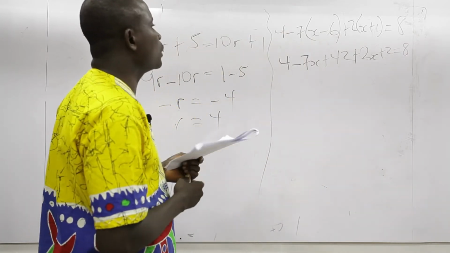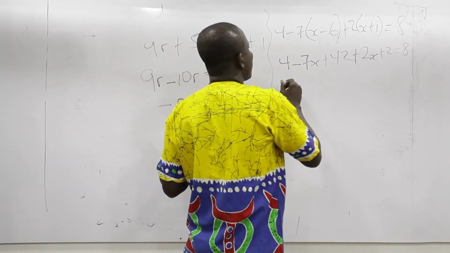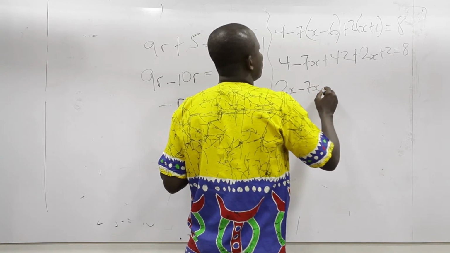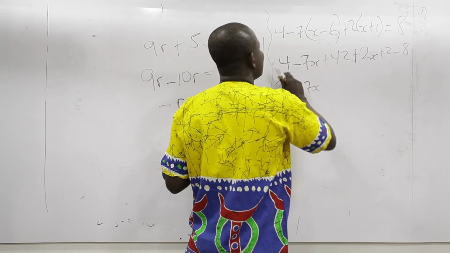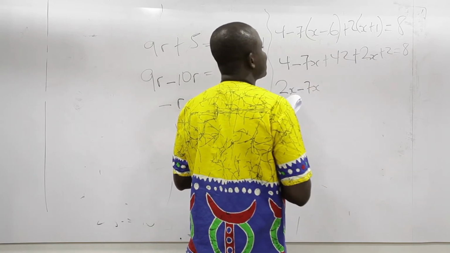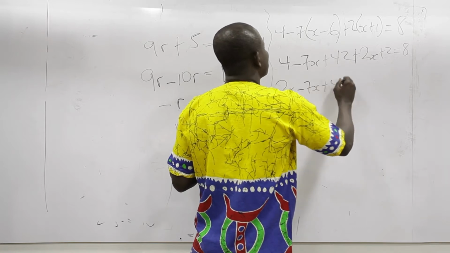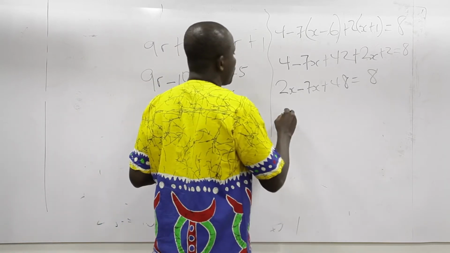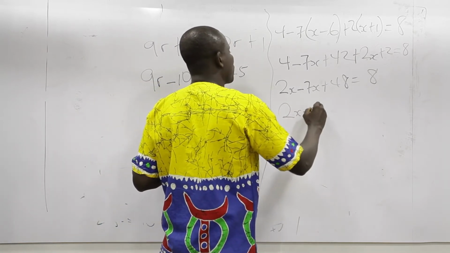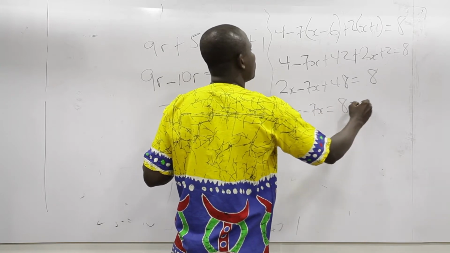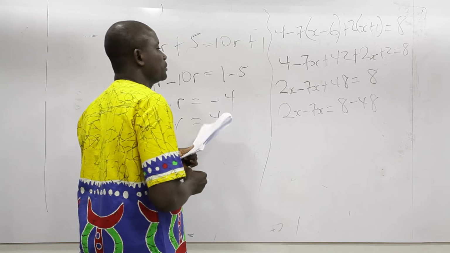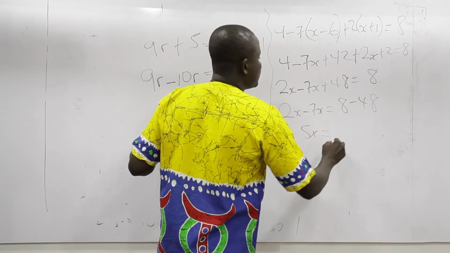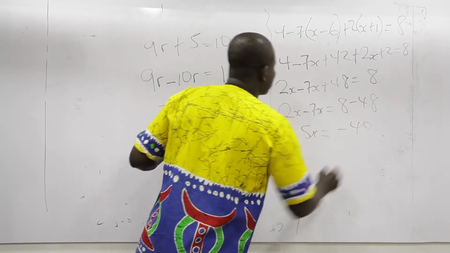So once again, we are going to do a grouping of the like terms. So here, I'm having 2x minus 7x, okay? I can work out this part first. 46 plus 2 is what? 48. So plus 48 is equal to 8. So I'm going to have 2x minus 7x is equal to 8 minus 48. All right? So here, I'm going to have minus 5x is equal to what? Minus 40.